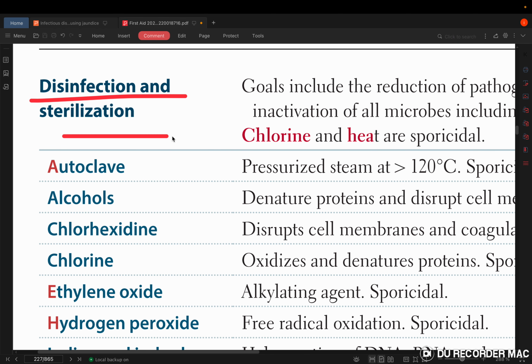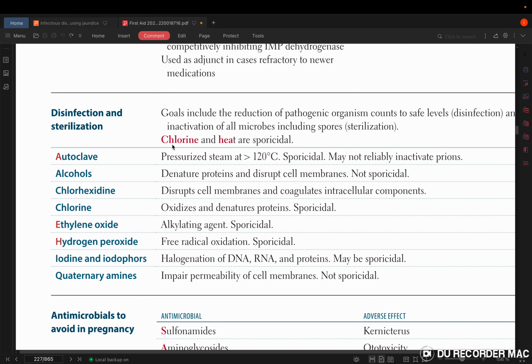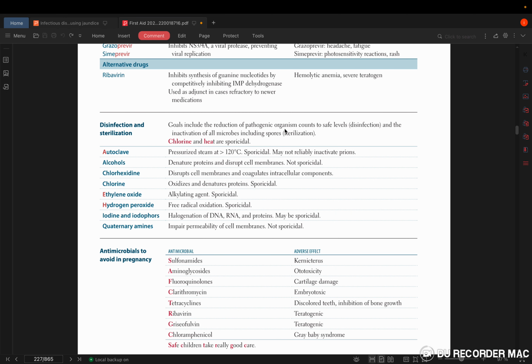So, disinfection and sterilization. Goals include reduction of pathogenic organism counts to a safe level. This is disinfection. Disinfection does not mean you have zero organisms. It means you have a really low amount that probably will not lead to a disease. But sterilization is the removal of all microbes and their spores.